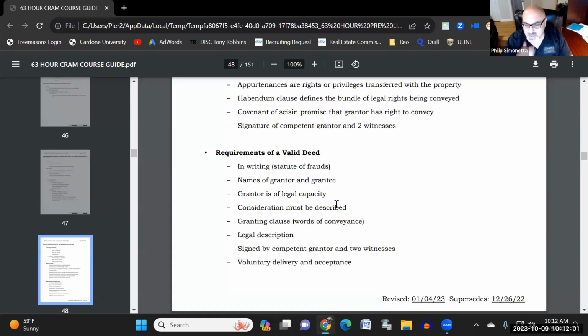And the requirements of a valid deed are: one, it has to be in writing, which is required by the statute of frauds. Names of the grantor and grantee. The grantor is of legal capacity. Consideration must be described. The granting clause, the words of conveyance. Again, the legal description. Signed by the grantor and two witnesses. And last but not least, it has to be voluntarily delivered and accepted by the grantee. It has to be accepted.